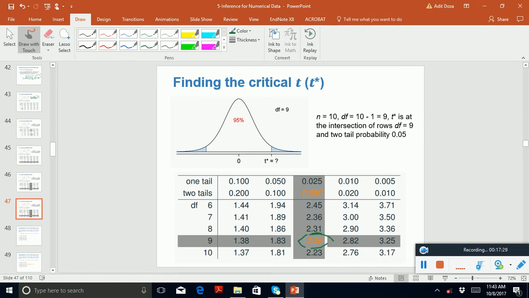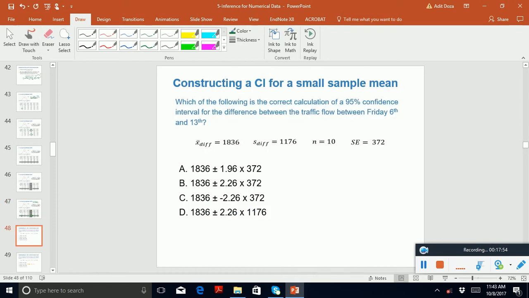Okay, so if I ask two tail, and if I say at 5% level, 5% level means the p-value is 5%, so two tail is 5%. We know the degree of freedom is 9 because there are 10 observations, so this would be our critical value, right? So you guys should be familiar with finding the critical values for this, right? So it's pretty straightforward in that sense. So let's do an example.